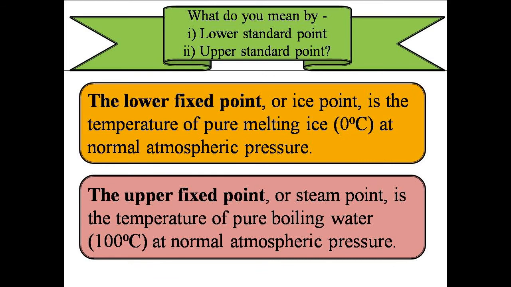Now, what do you mean by lower standard point and upper standard point? The lower standard point, also known as lower fixed point or ice point, is the temperature of pure melting ice which is 0 degrees Celsius at normal atmospheric pressure. Now, upper fixed point or upper standard point, also known as steam point, is the temperature of pure boiling water which is 100 degrees Celsius at normal atmospheric pressure.